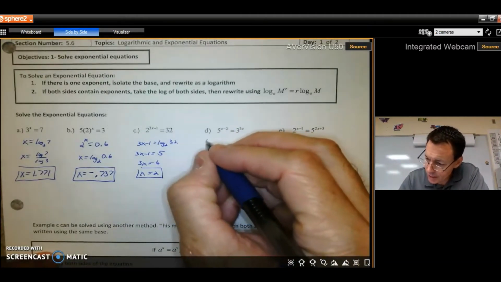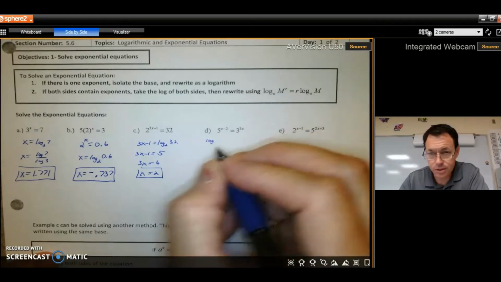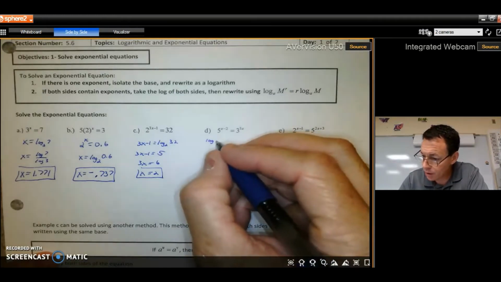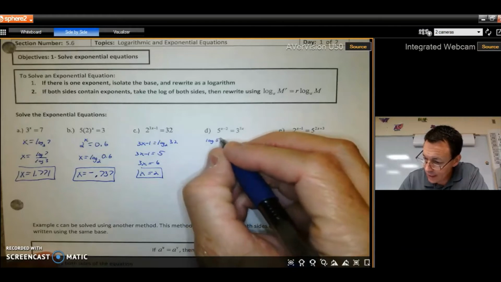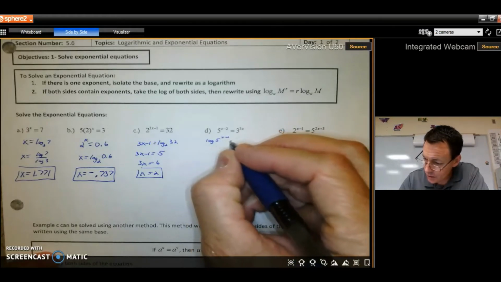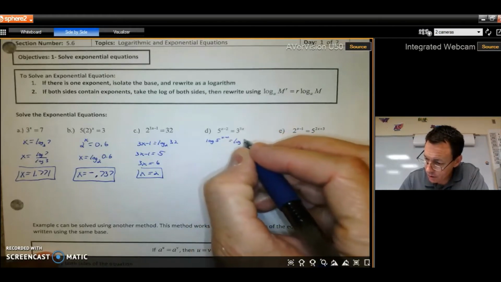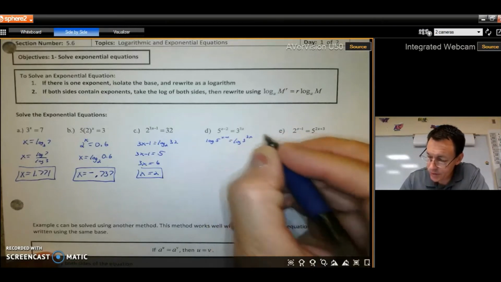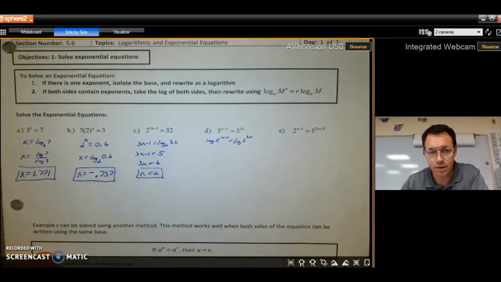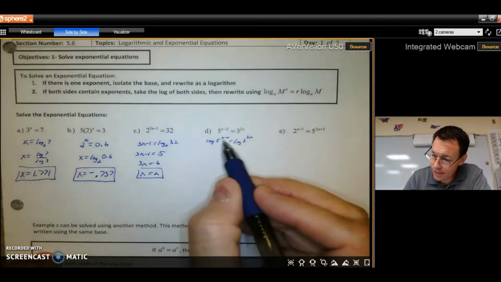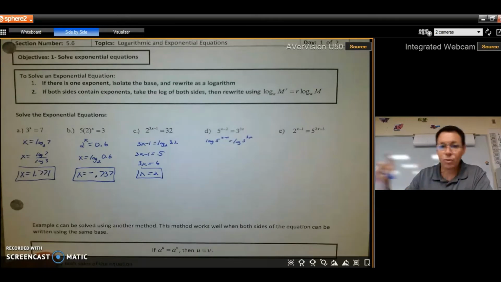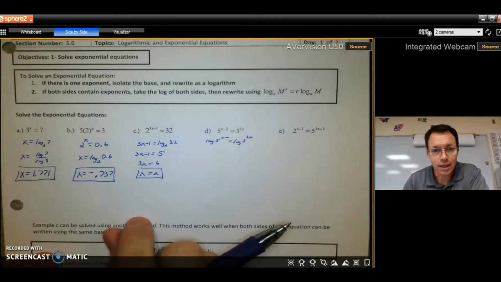So I'm just going to take just the log, just the common log. So the log of 5 to the x minus 2, and then I'm going to take the log of 3 to the 3x. As long as you do the same thing to both sides, everything's fair. Now, what I can do is, I've got these exponents. I really don't want exponents. I want everything to be on one level playing field so I can access it and I can solve for it.